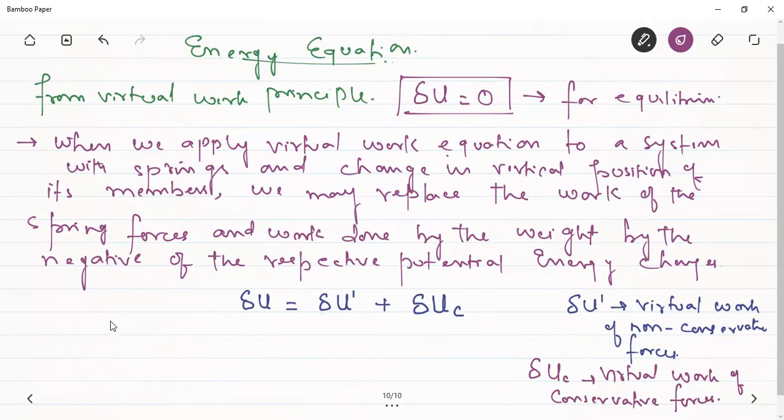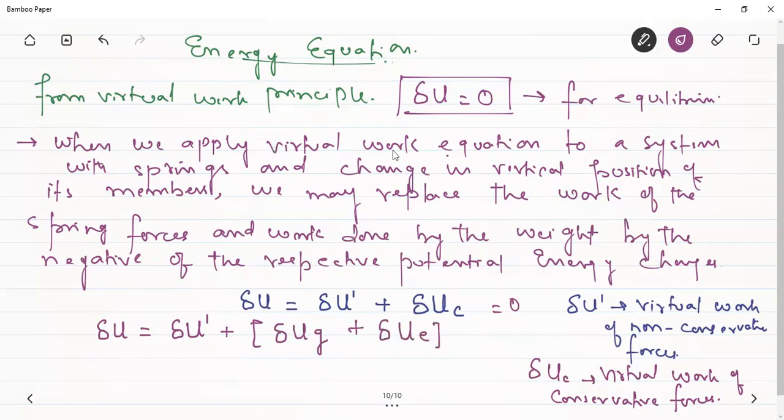So this has to be 0 from the virtual work principle. The total virtual work delta U is the summation of the virtual work of the non-conservative forces plus the virtual work of the conservative forces. Now the virtual work due to the conservative forces can be the virtual work due to the weight plus the virtual work due to the elastic forces, that is, the virtual work of the spring force.